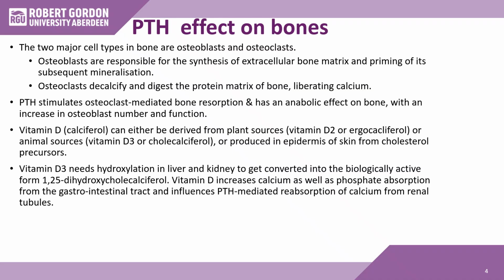So the 2 major cell types in the bone are osteoblasts and osteoclasts, just to remind you again of the effects of PTH on bones. Osteoblasts are responsible for synthesis of extracellular bone matrix and priming of its subsequent mineralization, while osteoclasts decalcify and digest the protein matrix of bone, liberating the calcium. PTH stimulates osteoclast-mediated bone resorption and has an anabolic effect on bone, with an increase in osteoblast number and function.